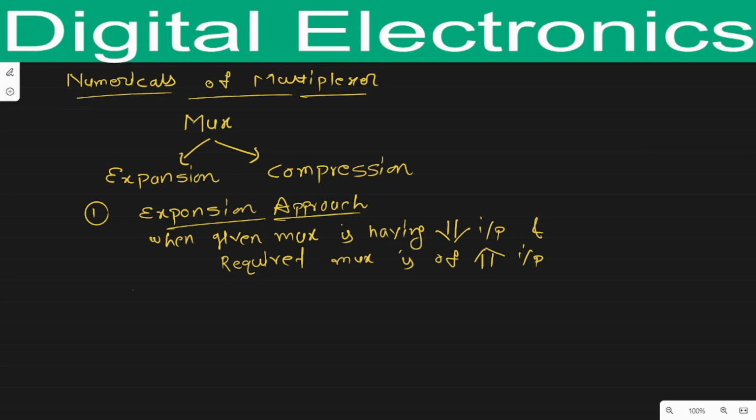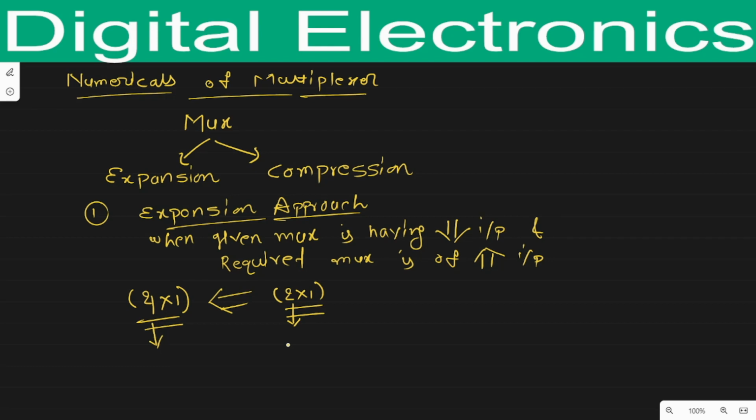For example, if I want to design a 4x1 mux using 2x1 mux. So which mux is given? 2x1 mux is given, and which one is required? 4x1 is required. Here you can see this 2 is less as compared to this 4. So for designing we will use expansion approach.